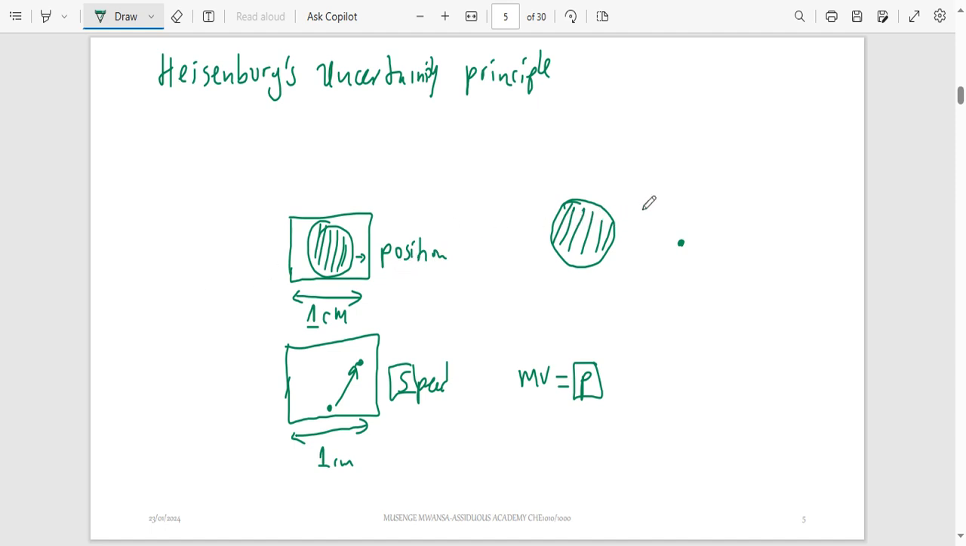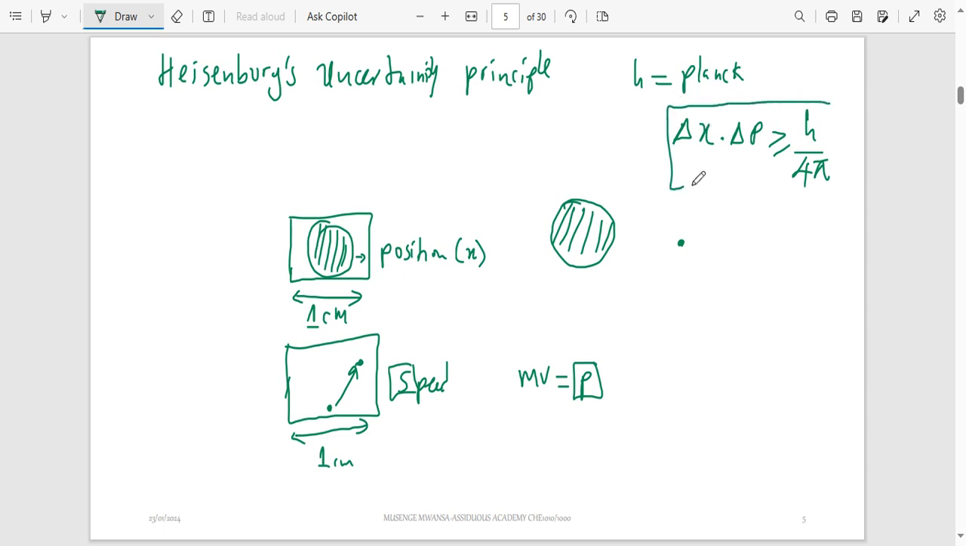And the principle is going to be given by an equation. If you get the change in position, which we're going to refer to as delta x, you multiply by the change in momentum, which is going to be given by delta p. It is going to be greater than or equal to Planck's constant divided by 4 pi. This h you can see is a constant known as Planck's constant. So this becomes the equation for this one.